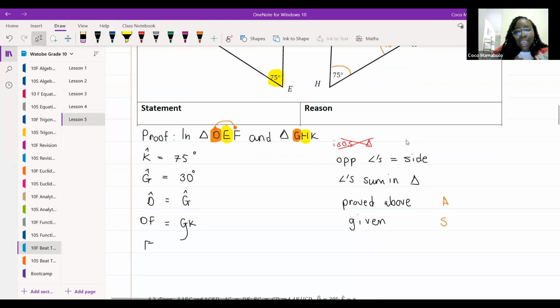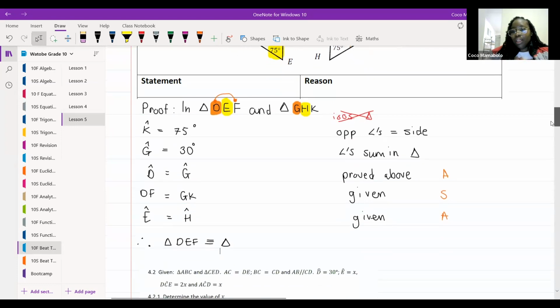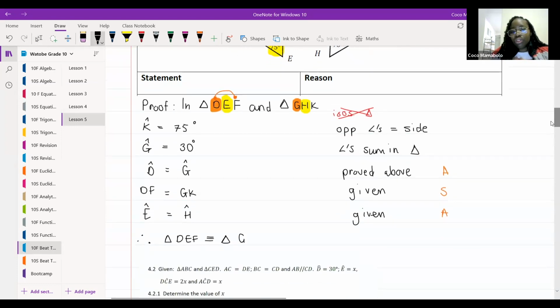So we can then say angle E, I need to figure out what's going on with my pen. All right, angle E is equal to angle H. And that is given. Good. Now we've got 3 reasons. There we go. Right. Now I can say, therefore, triangle DEF is congruent to triangle GHK. Now let's look at our reason.